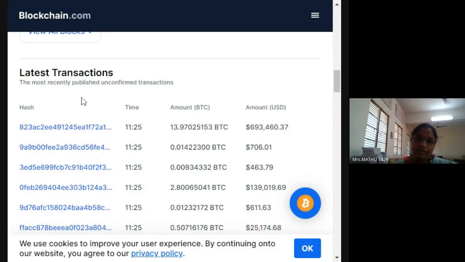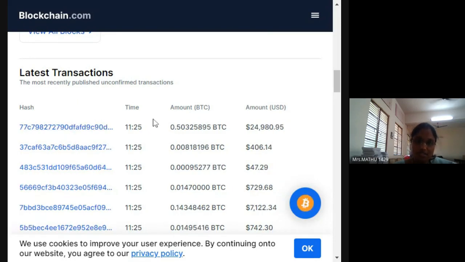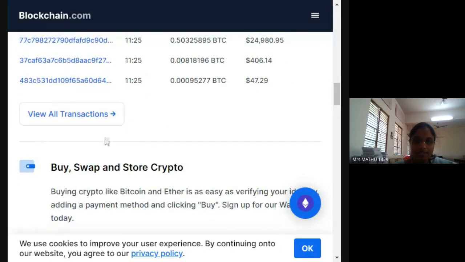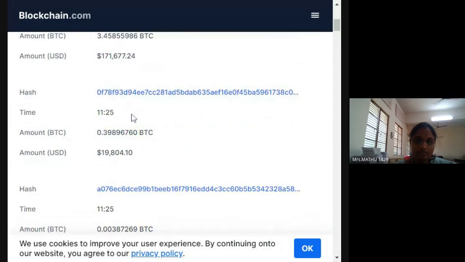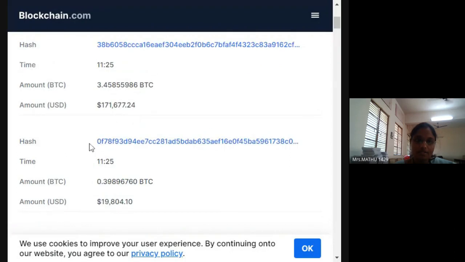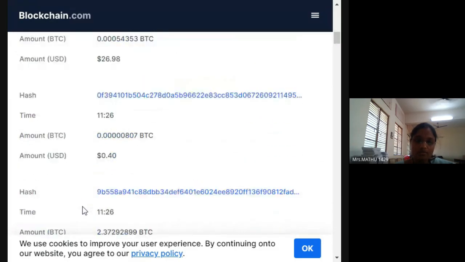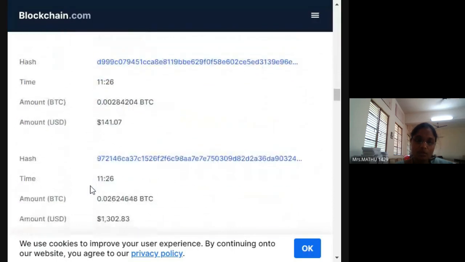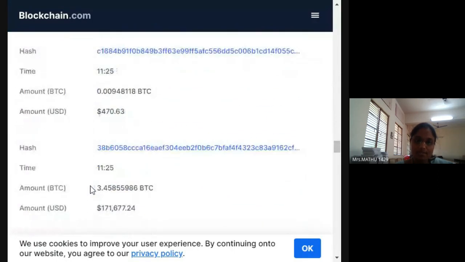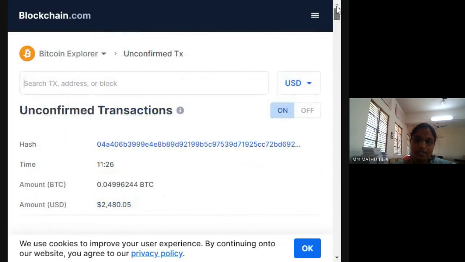In this blockchain explorer, they keep on updating the transactions. All these transactions are publicly visible, and you can see for everything the hash value, the time when it is done, and the amount in terms of Bitcoin and in terms of US dollars. All these are publicly available in your blockchain explorer. There are several explorers like this. You can search for any transaction that has happened already, and you'll be able to do that.